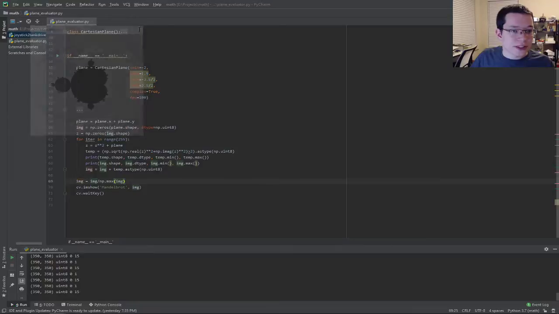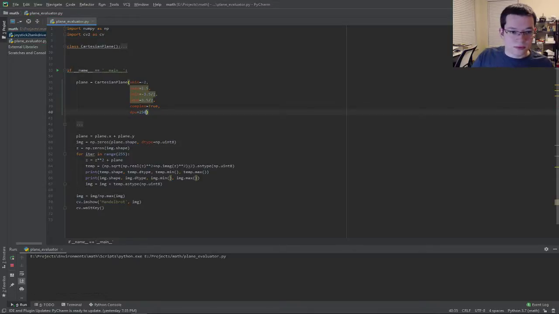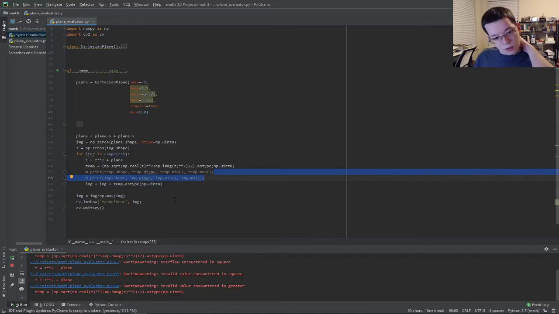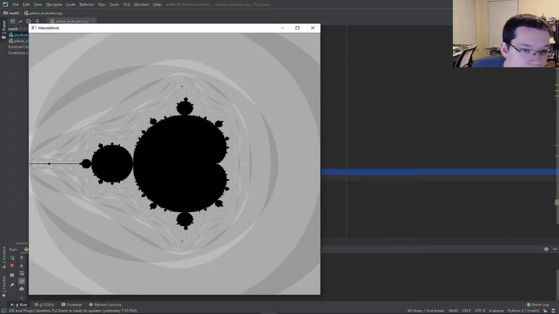Let's make it bigger so that you can actually see it, because it looks fine on my screen. And let's take out those print statements that are slowing everything down. Boom. Big old fractal. So we can kind of start to see some of the weird stuff that happens out here, which is kind of cool.